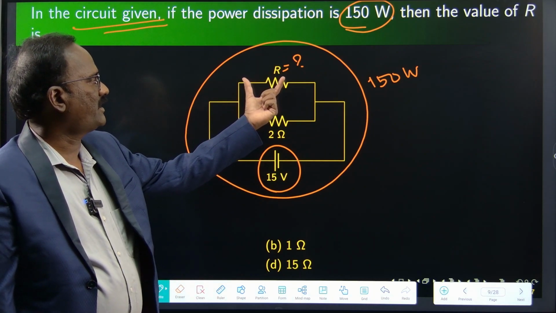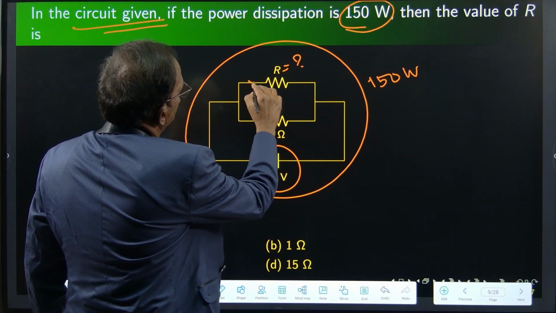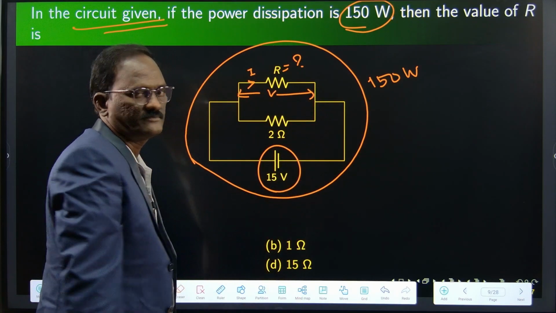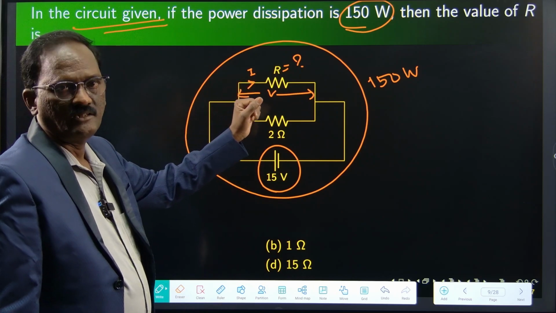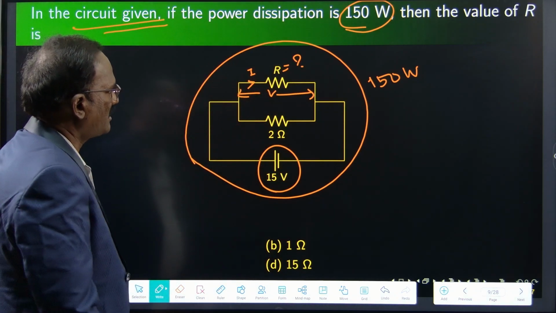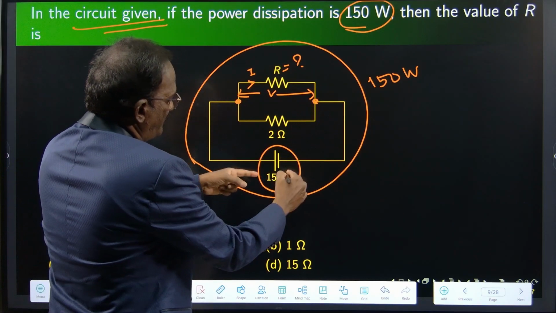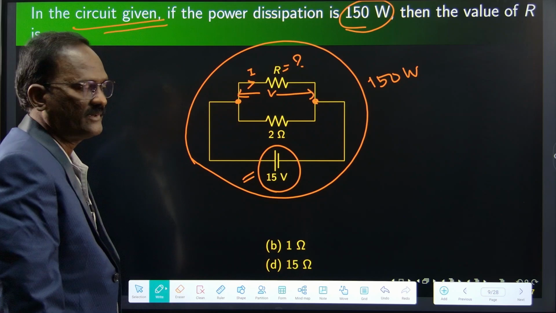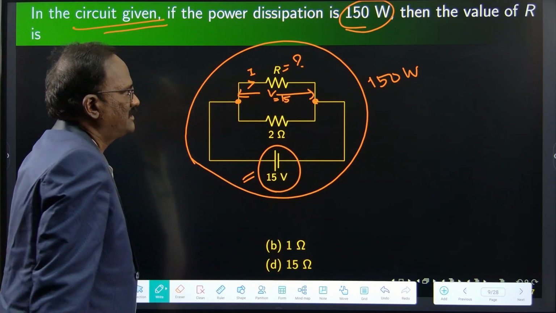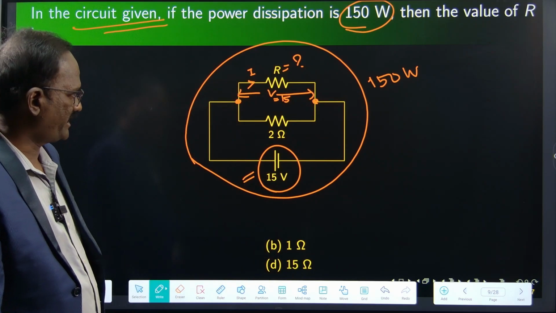To find the value of R here, we need the current through R and the voltage across R. Then we will use the formula V by I. So voltage across R is available between the 2 points, 15 volts is available. So V is equal to 15. The current through R has to be found. How to find it? Right.